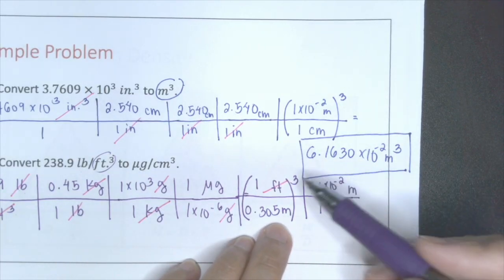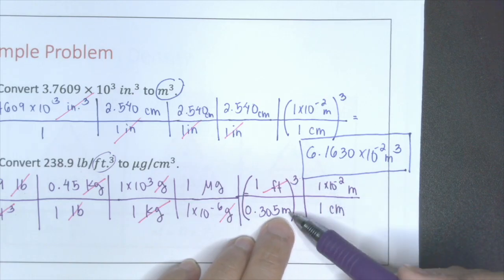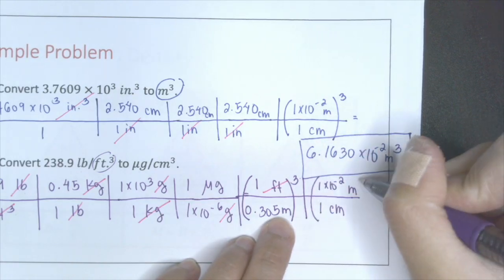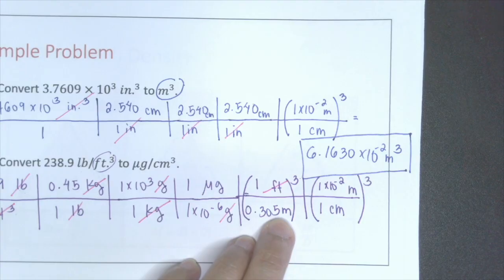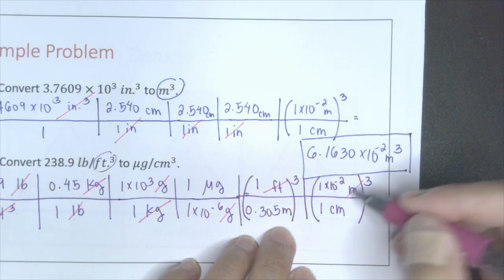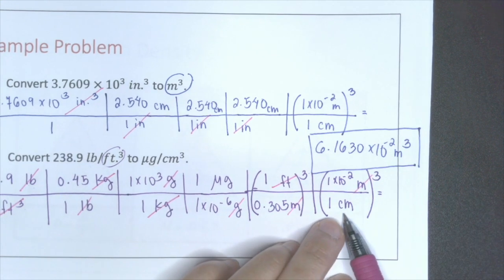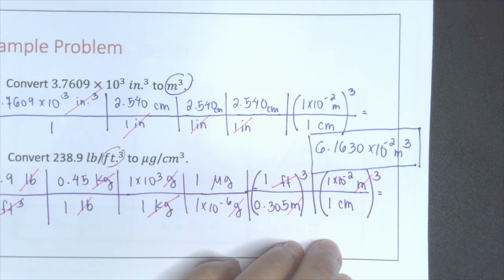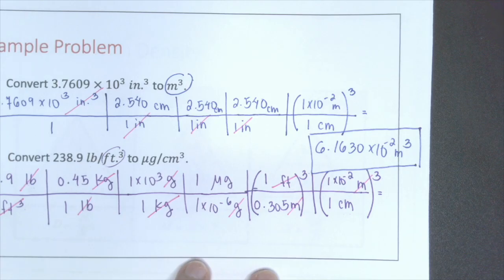And again, the same thing, we have to remember that it is cubed, so we have to cube this entire thing as well. We cancel out our units, so meters cancel out, leaving us with centimeter cube as our final unit for the denominator. All right, let's go ahead and enter this in our calculator.